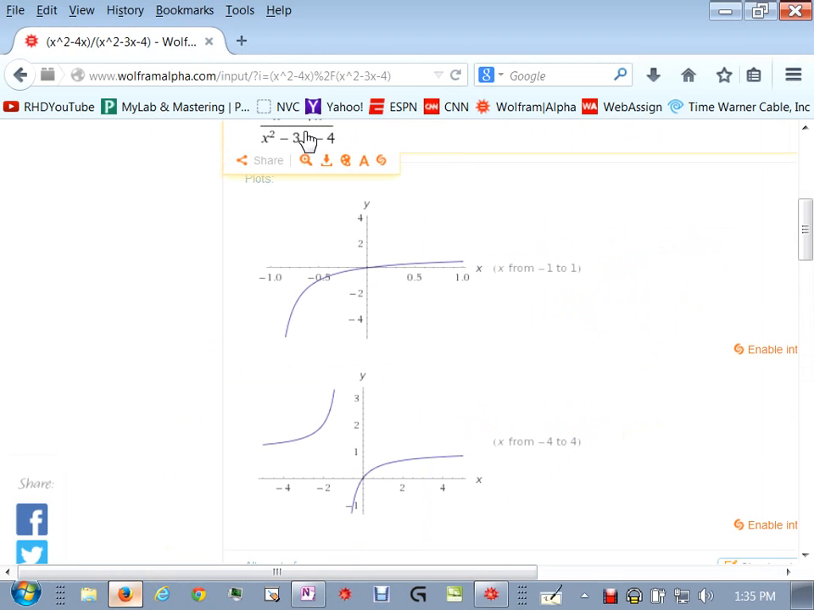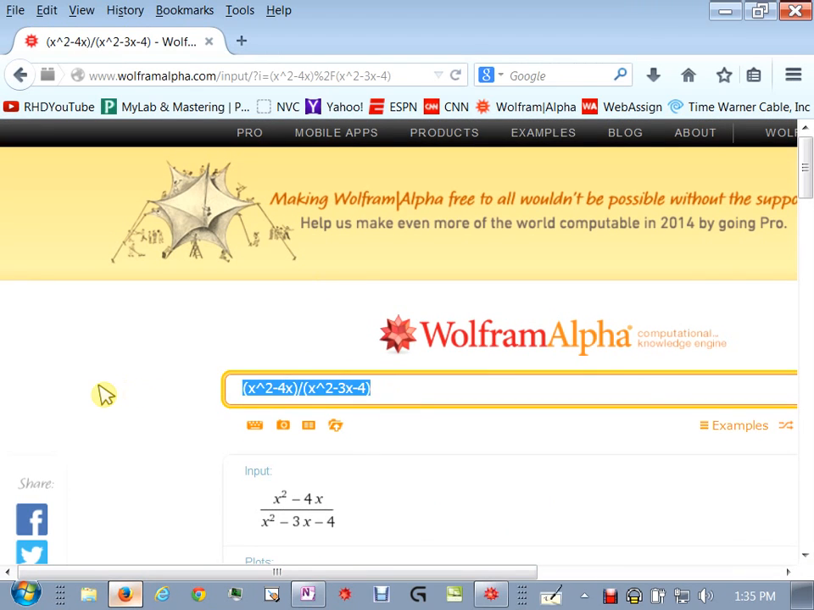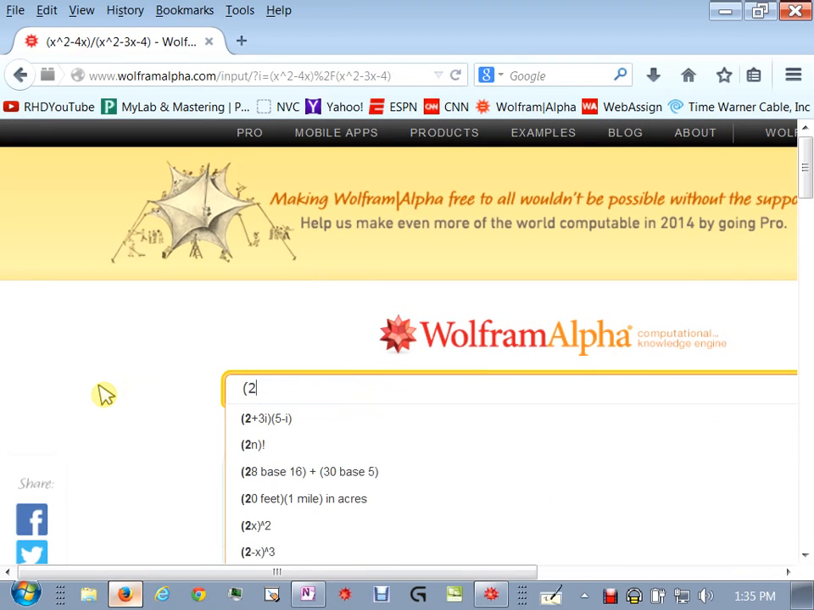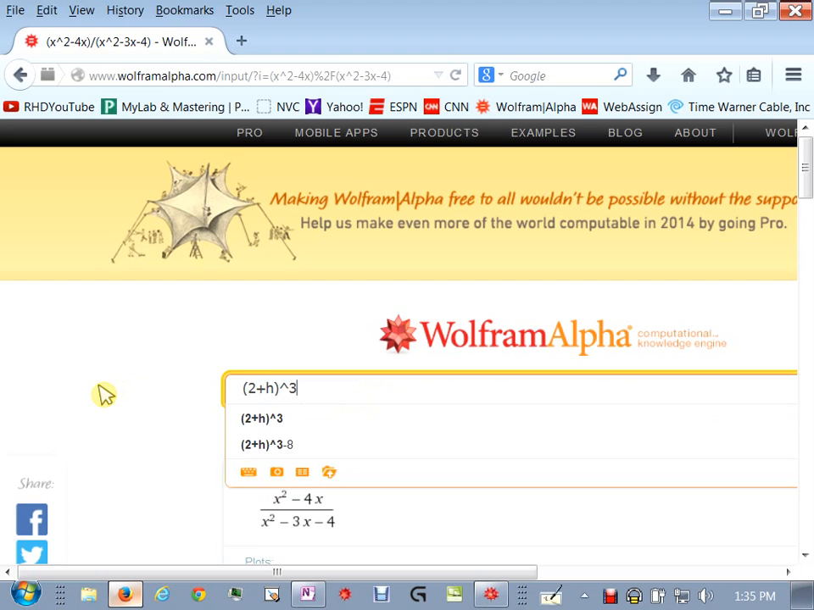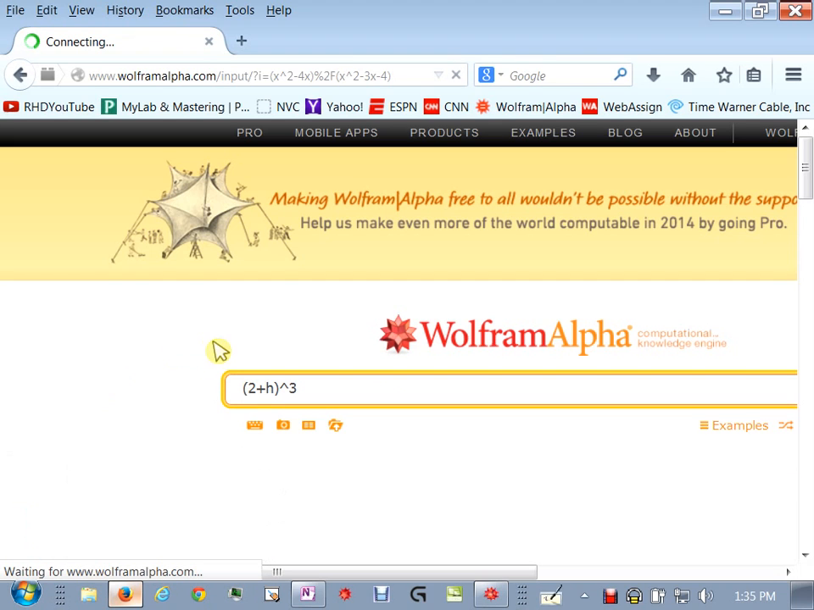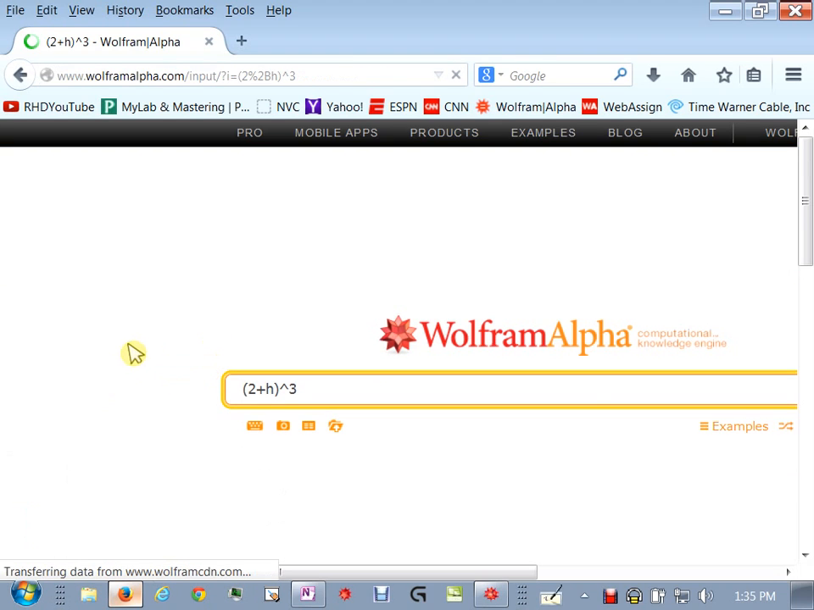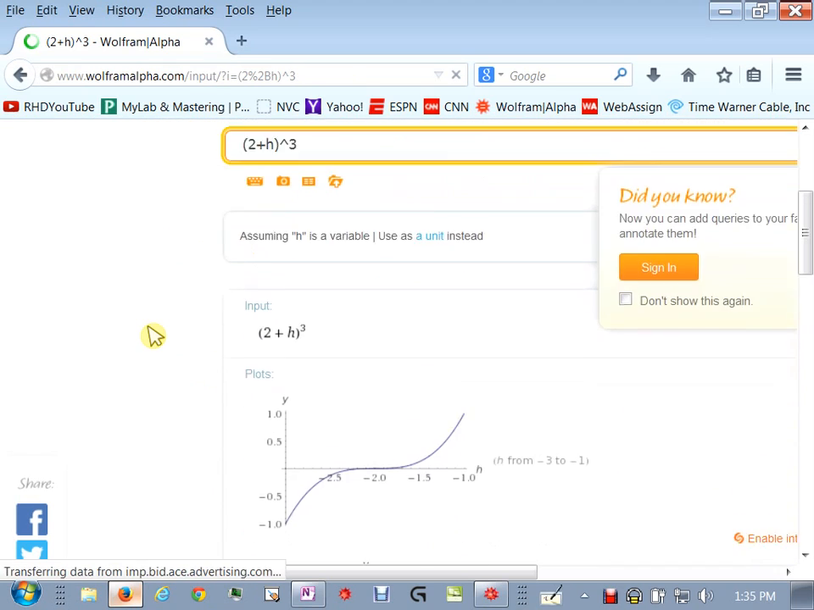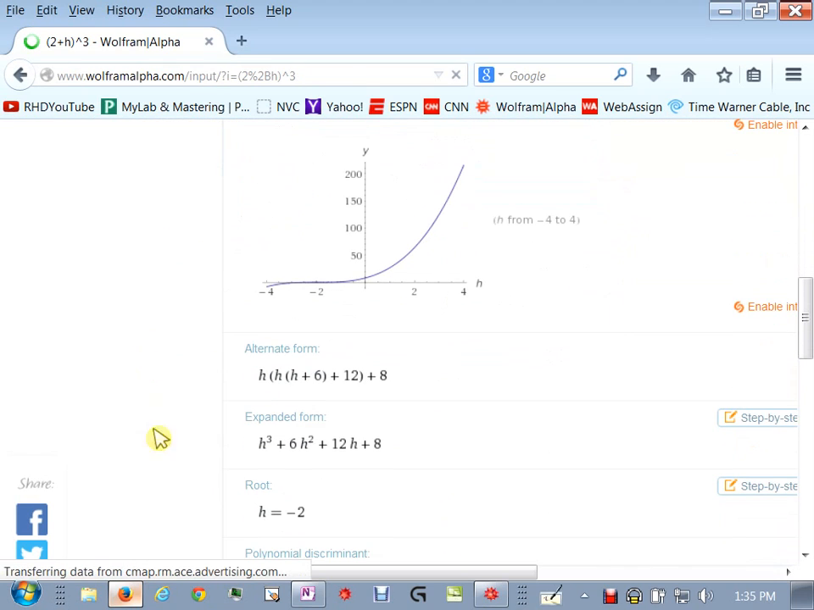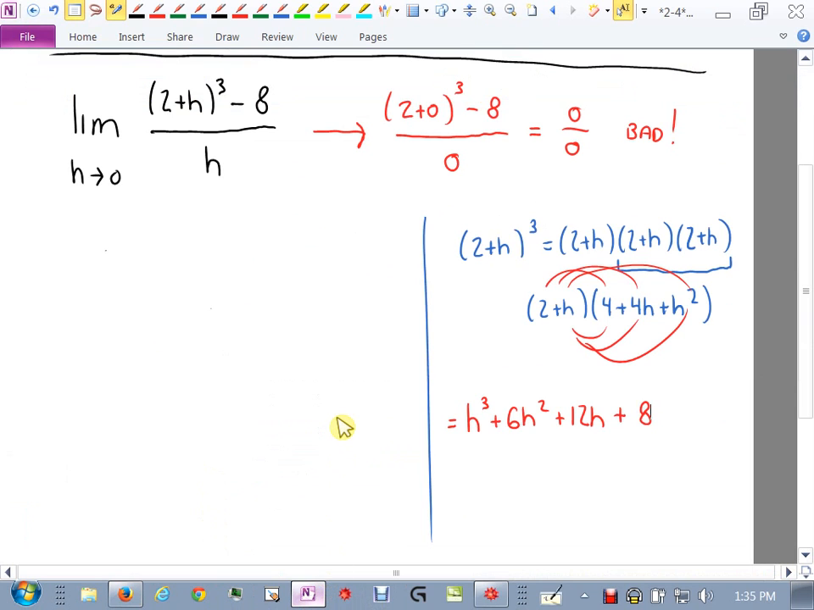But then here's Wolfram Alpha, which we love, right? (2 plus h) cubed. I'm not using Wolfram Alpha to do my math, I'm using Wolfram Alpha to check my math. h cubed plus 6h squared plus 12h plus 8, right? That's what you would have to do: expand that all out, show your work on a test, and then rewrite the problem.